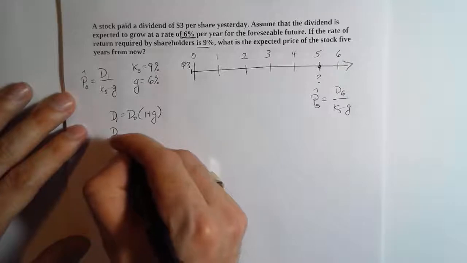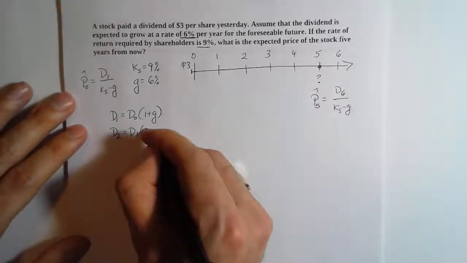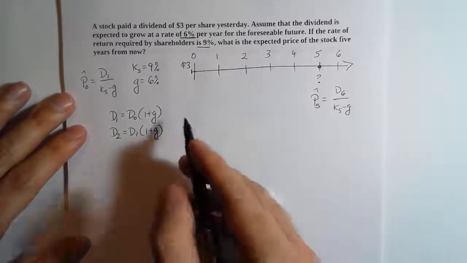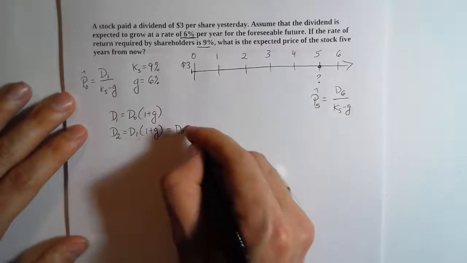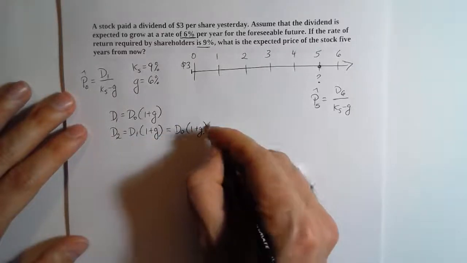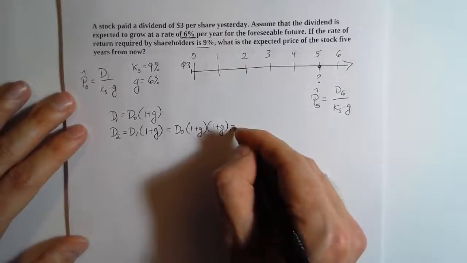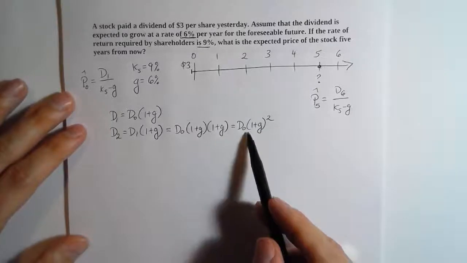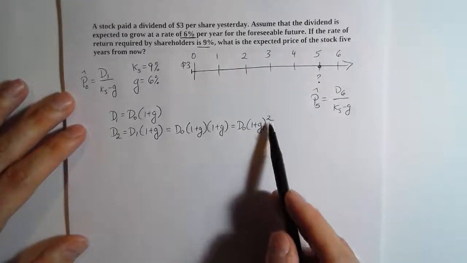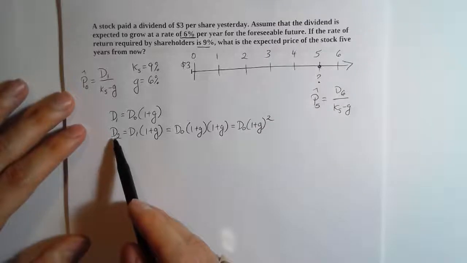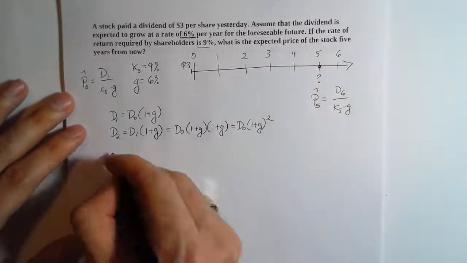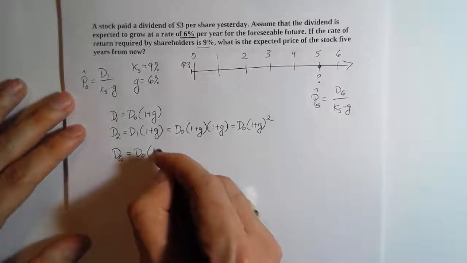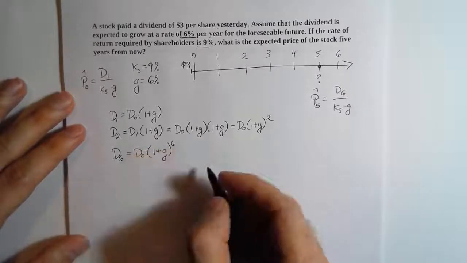Well, D2 would be equal to D1 times 1 plus G. And notice that D1 is equal to D0 times 1 plus G. So if I substitute, I would have this. So in other words, I would just take D0 times 1 plus G squared, and that would give me D2. So to find D6, this would mean I would just take D0 times 1 plus G raised to the 6th.